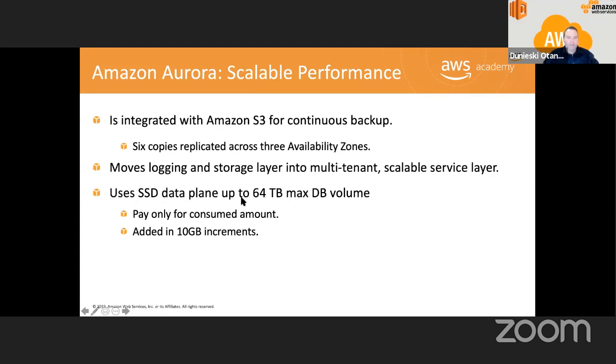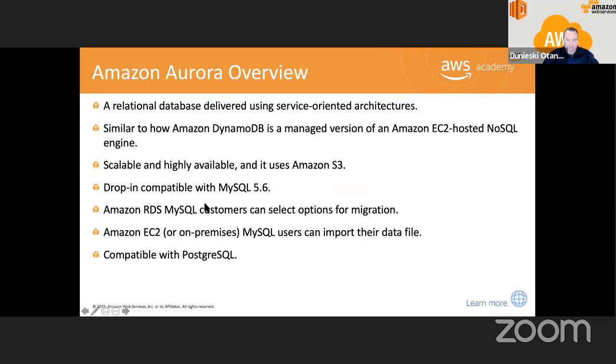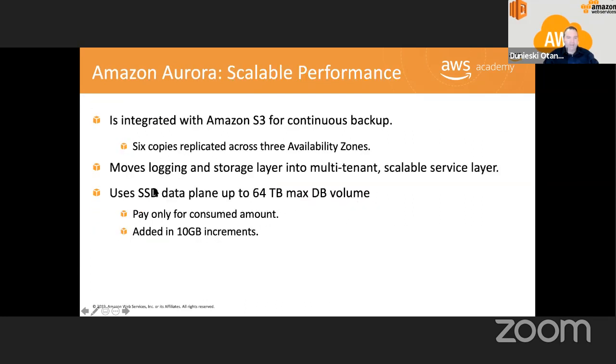Now, this is very, very expensive. Okay. Aurora is for high-end companies. You see how available it is. You can notice how scalable it is and the capacity that it has. It's super fast, right? You pay only for the consumed amount, okay? It just complies with the pricing model of AWS. You pay for what you use, right? Added in 10 gigabyte increments. So if you want to increase the capacity of an Aurora database, it increments by 10, okay? It's not one by one. It just goes 10, 20, 30, 40. That's the way it is.